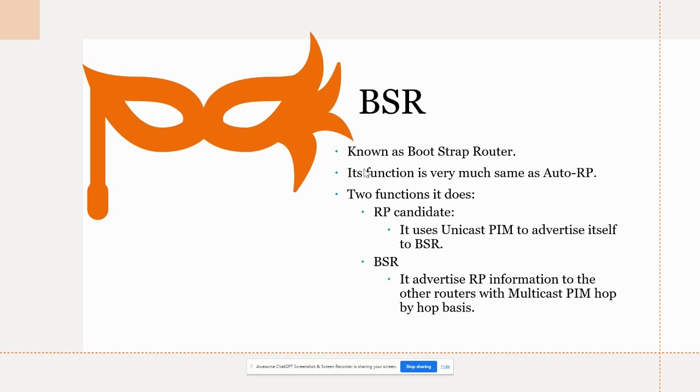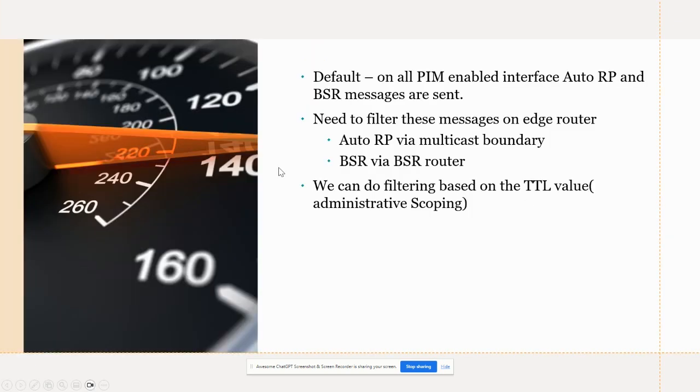The next thing I'm going to discuss is, by default, all the router messages are enabled on the interfaces in the case of Auto RP and even on the BSR. So on all the interfaces where PIM is enabled, the routers keep exchanging their control plane packets, in the case of Auto RP and in the case of BSR. There are some filtering techniques we can use for security purposes. In the case of Auto RP, we can always use a multicast boundary, which is nothing but a multicast ACL.